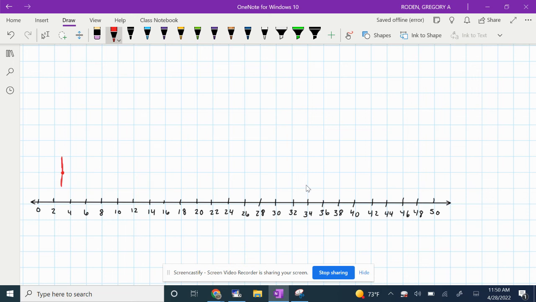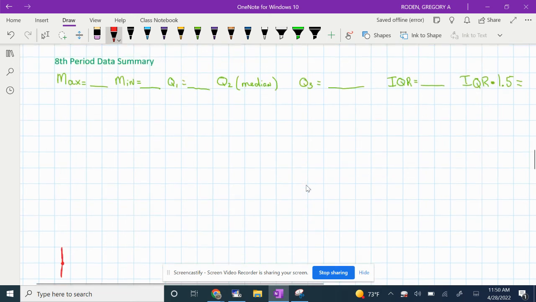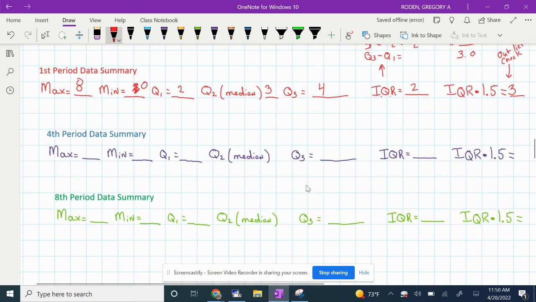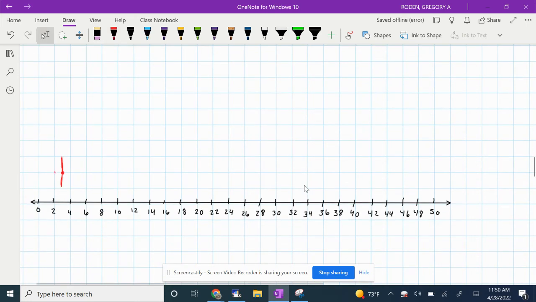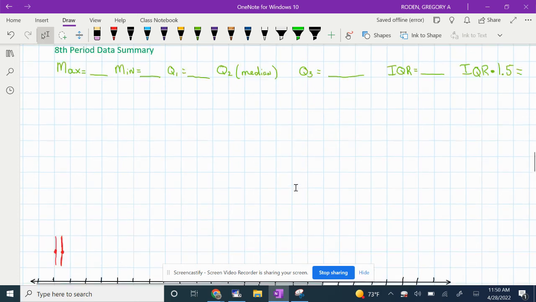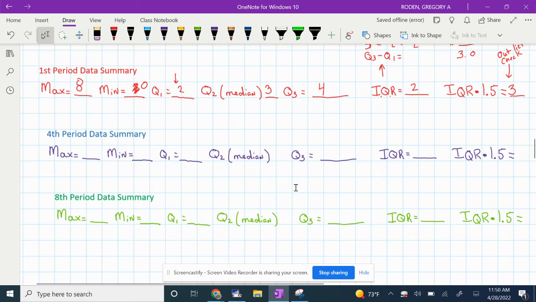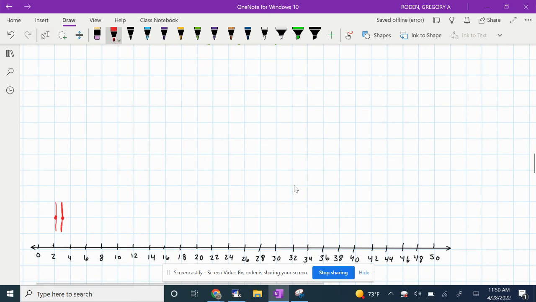Okay. And then my Q1 was 2. So I'm going to graph Q1, and that was 2. So that's like that. And then my next one, my Q3 was 4. So I'm going to go to 4 and graph that one. And then I'm going to make a box. Now, my minimum was 0, and my maximum was 8.